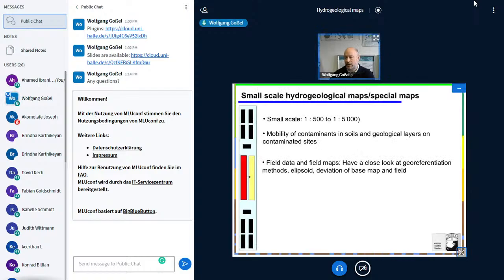Yeah, small-scale hydrogeological maps, mostly for contaminated sites and so on. So, for instance, for Bitterfeld, you also get a little bit larger scale, not 5,000, but perhaps 25,000 or 20,000, scale 1 to 20,000 maps. But sometimes if you have just an industrial area, then the scales are sometimes 1 to 1,000, 1 to 5,000, something like this.